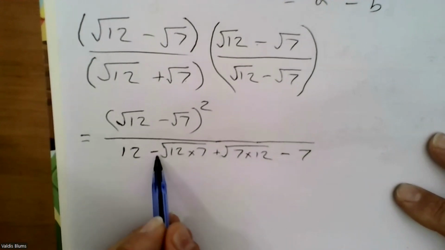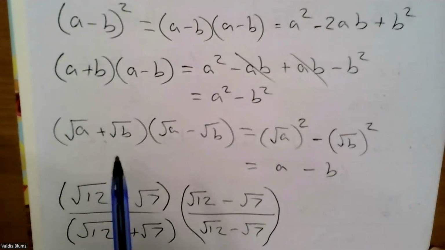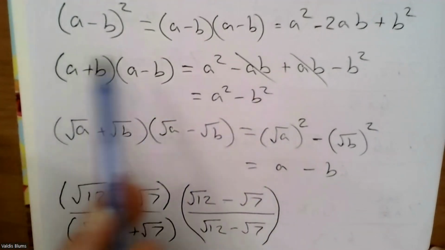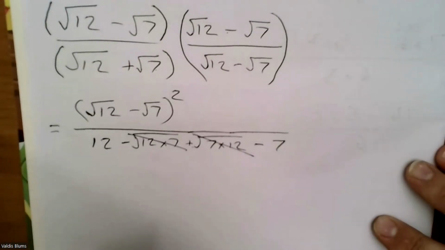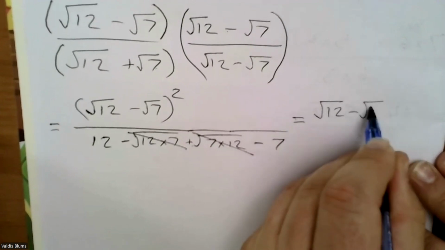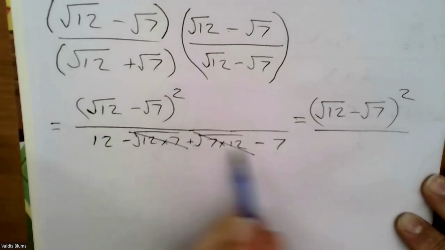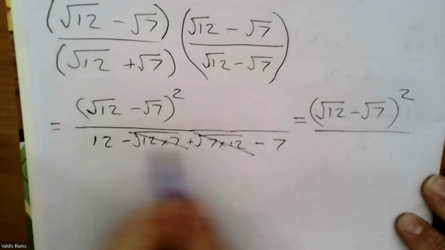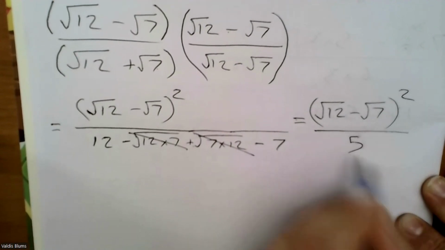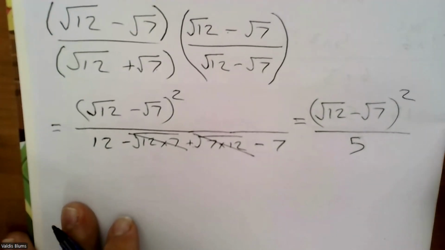Now you've got a positive and a negative middle term, so they cancel each other out as we thought they should, because we're following this rule here. And we are left with square root 12 minus square root 7 squared all over 12 take 7. So 12 take 7 is 5. So I'll rewrite this on the next page.